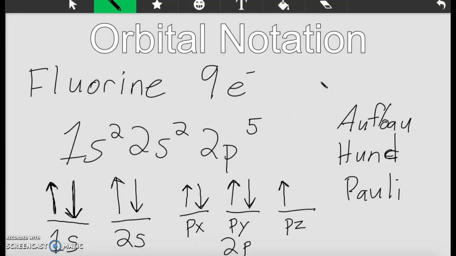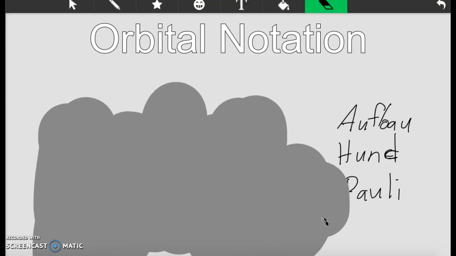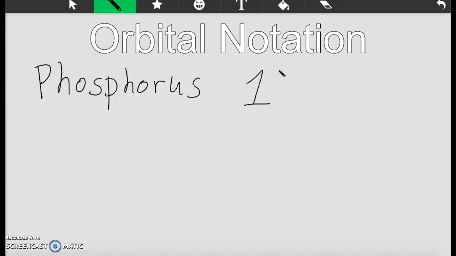Take a second, write these notes, copy it down if you need to. The next one, if you feel like, press pause and try to solve it on your own. We're going to set that up right now. Okay, this time we did up to fluorine, let's do phosphorus. Phosphorus, it's atomic number 15, so 15 electrons. Take a second, try to write out the electron configuration for this.